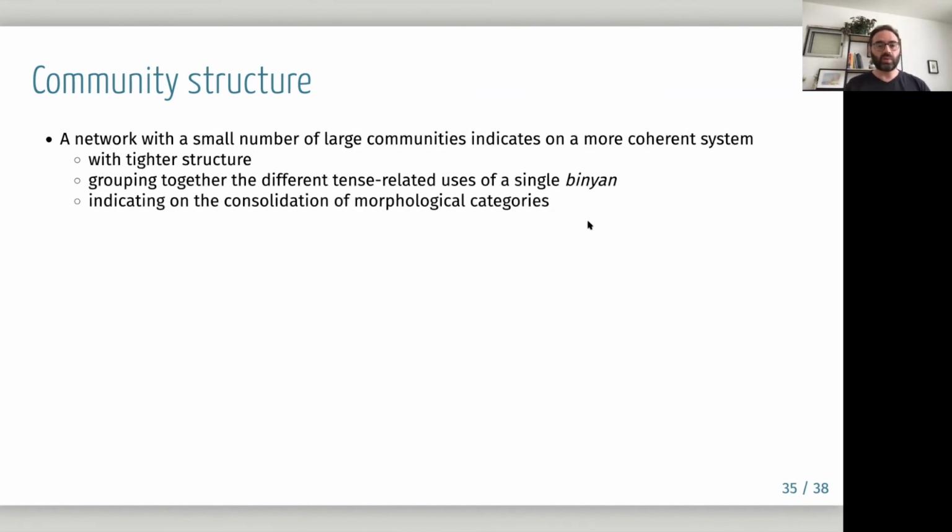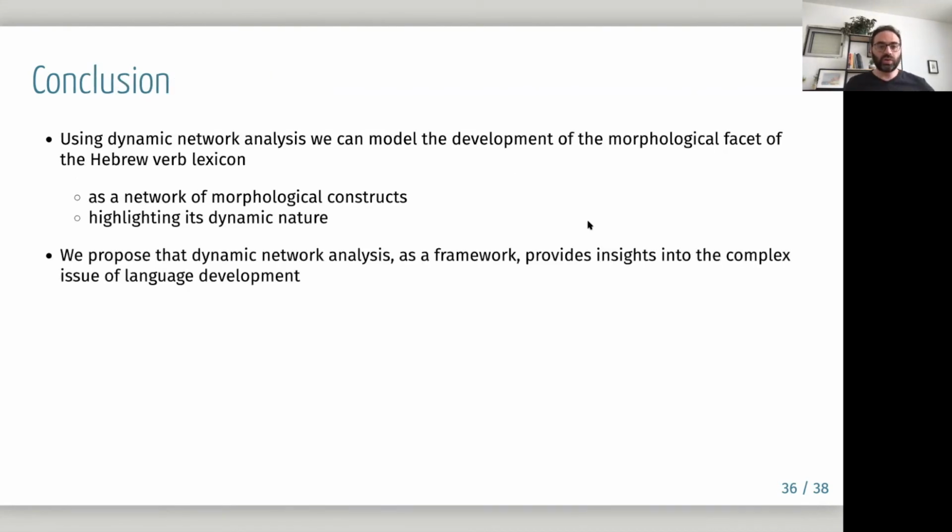On the other hand, a network with a small number of large communities indicates a more coherent system with tighter structure, grouping together the different tense-related uses of a single binyan. And that indicates the consolidation of the morphological category of binyan. So to conclude, we're using dynamic network analysis, and we can, within this framework, model the development of the morphological facet of the Hebrew verb lexicon as a network of morphological constructs, highlighting its dynamic nature. And we propose that dynamic network analysis as a framework provides insights into the complex issue of language development.